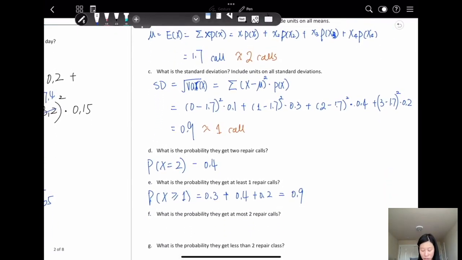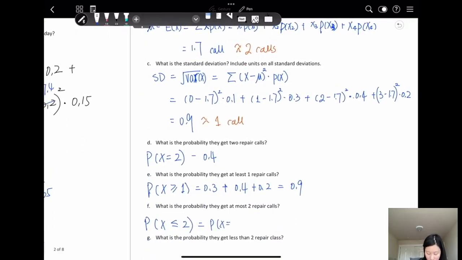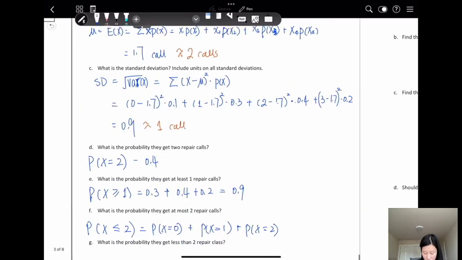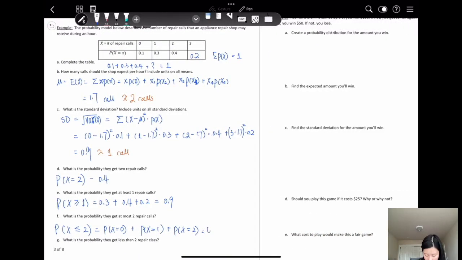So what's the probability they got at most 2 repair calls? Well, at most 2 repair calls means when x less than or equal to 2. So then we have when they got no call, they got 1 call, and the probability when they got 2 calls. So we have 0.1 plus 0.3 plus 0.4 equals to 0.8.